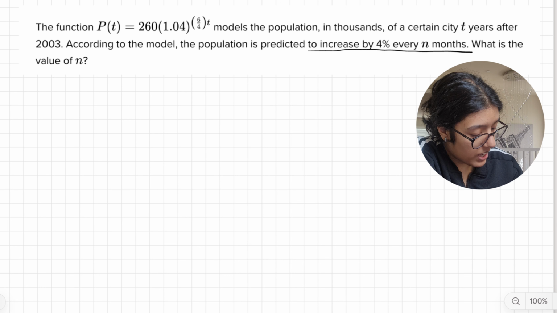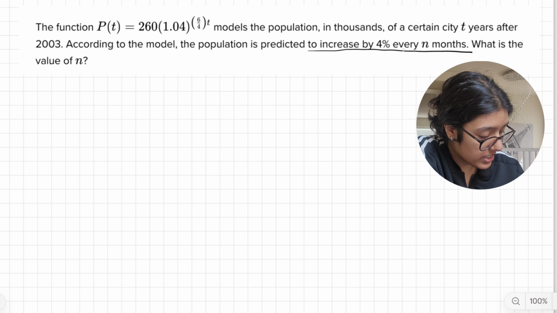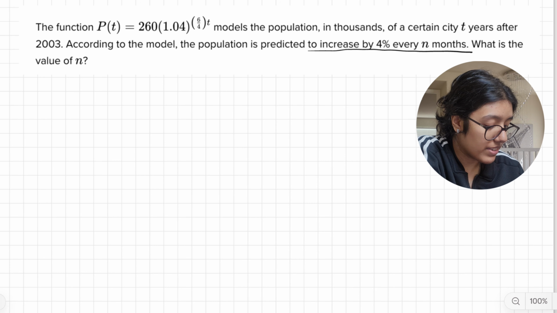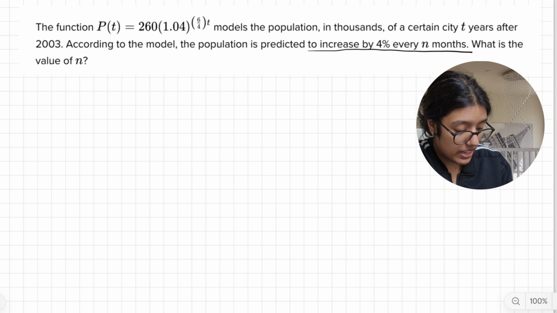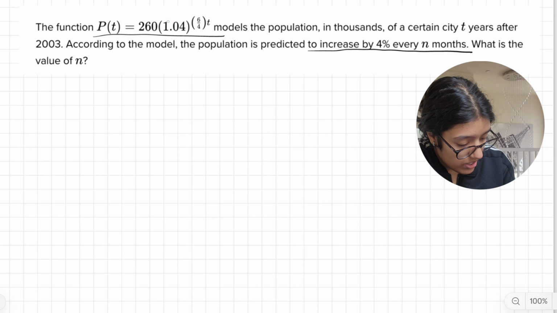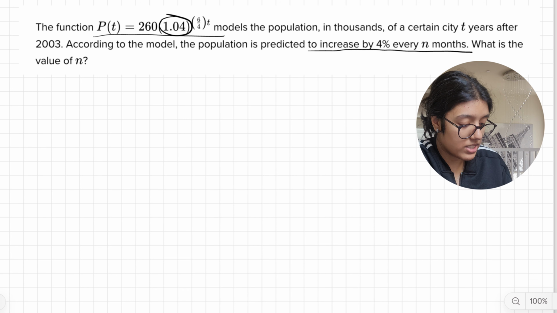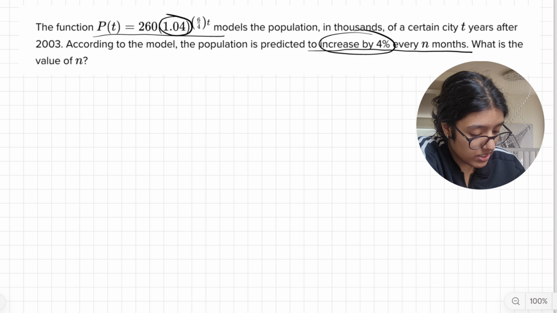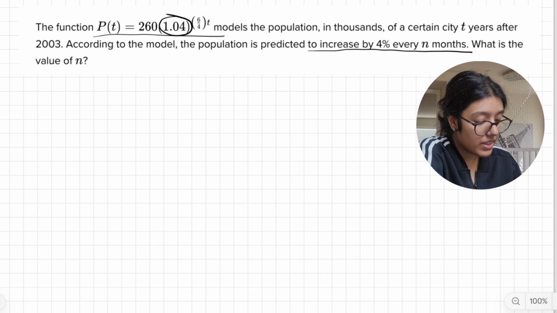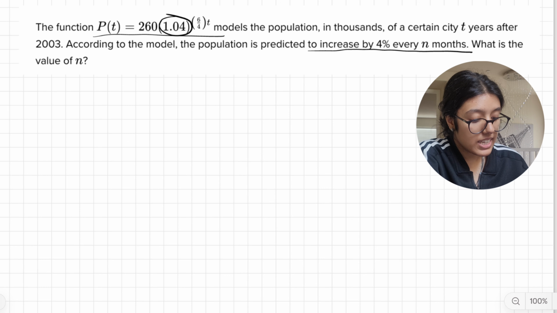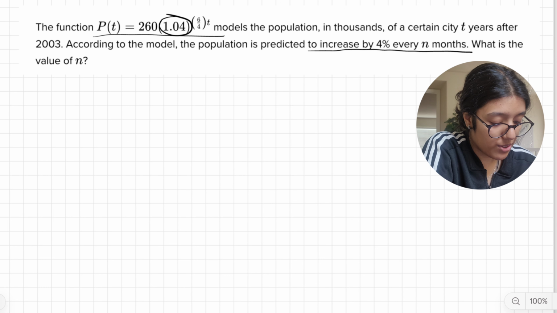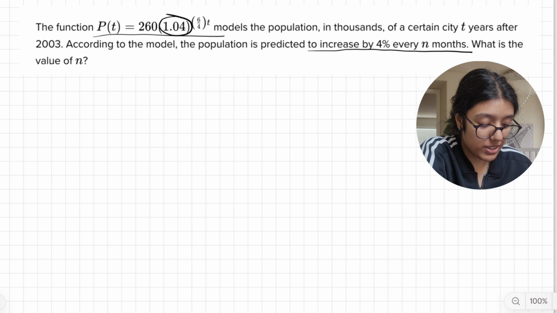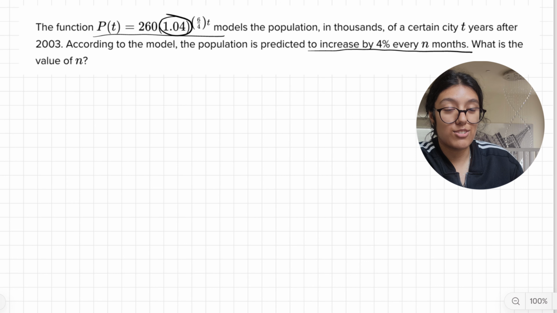What catches my eye is that the population is predicted to increase 4% every n months, and I can see that within the equation they gave me. That is symbolized by 1.04. So this increase by 4% basically means 1.04. And it says every n months. Many of you may think this is a very complicated problem, but there are no more than 2 steps to actually solve for the value of n in this problem.